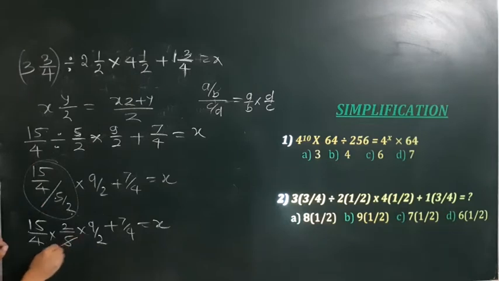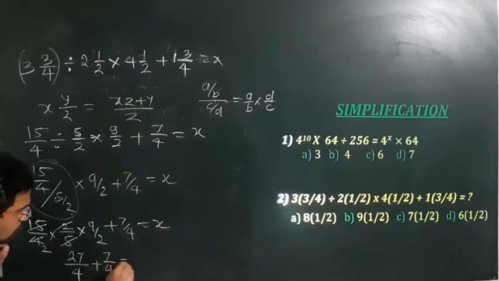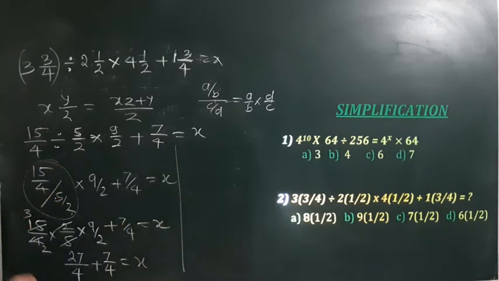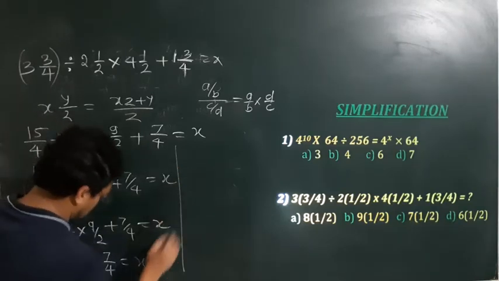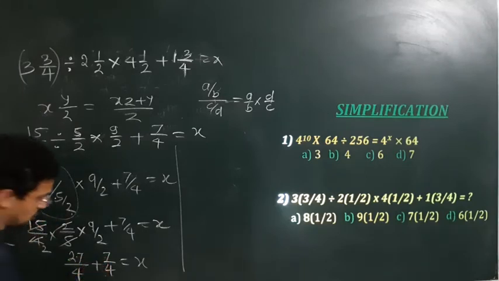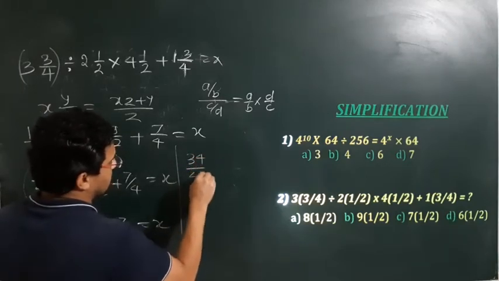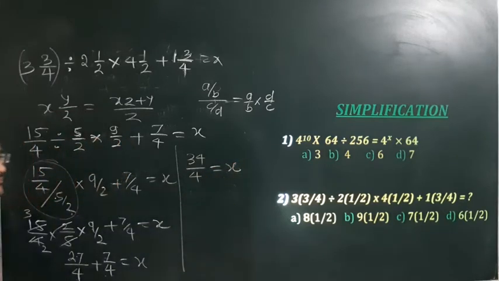X. Okay, 5 3s are cancel out, 2 2s are cancel out, correct? Okay, then here it is multiplication, that means 9 into 3 is 27 and 2 into 2 is 4, plus 7 by 4 is equal to what? X. Okay, now both the bases are same, so you will get 27 plus 7. If the bases are same you can just simply add them. 27 plus 7 you will get 34 divided by 4 is equal to X.